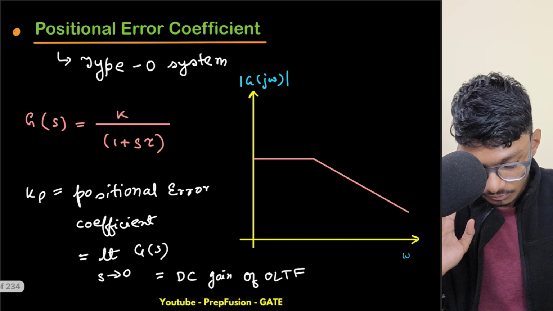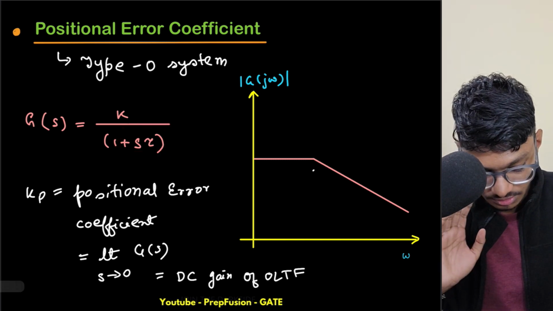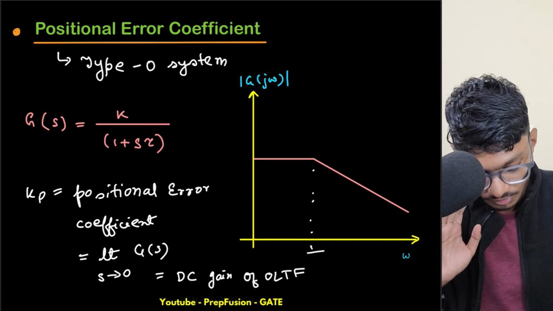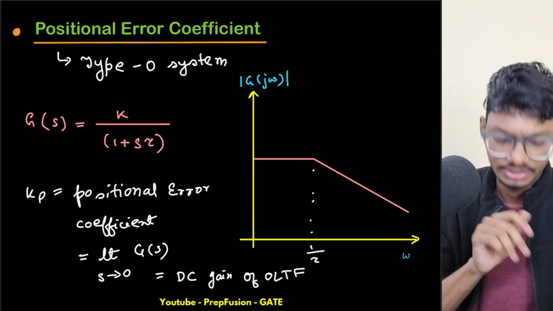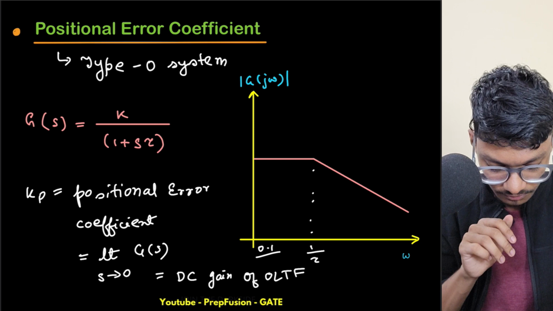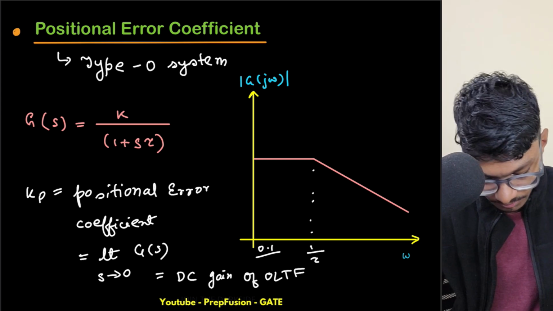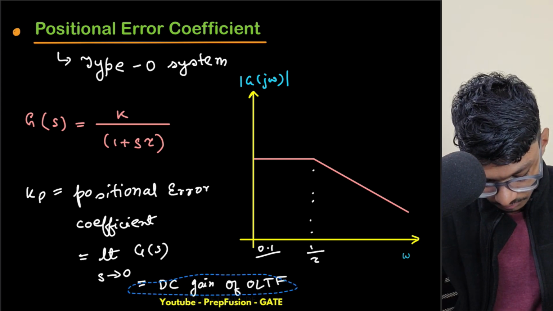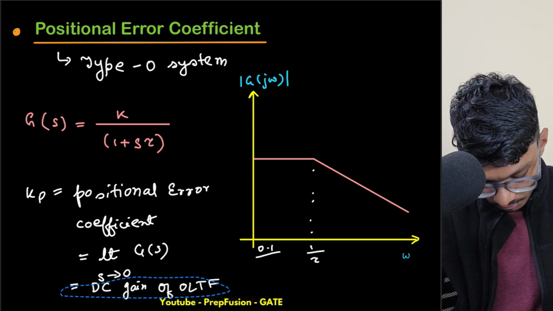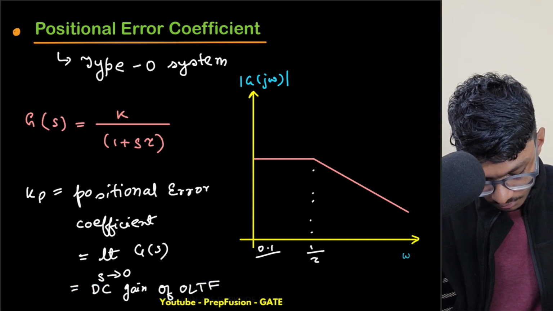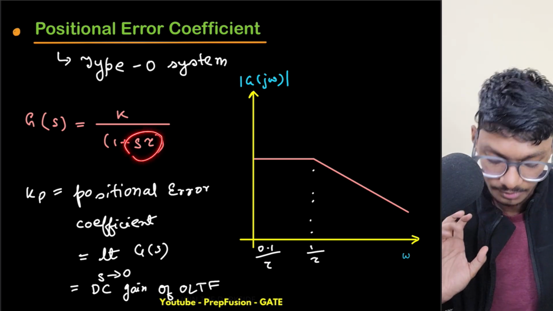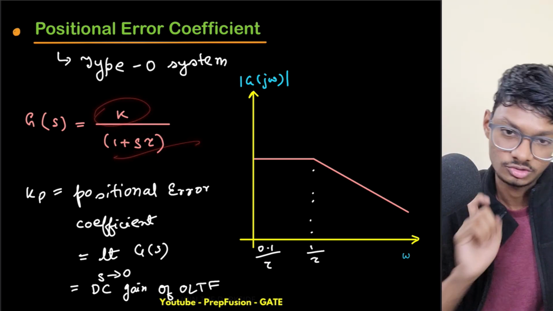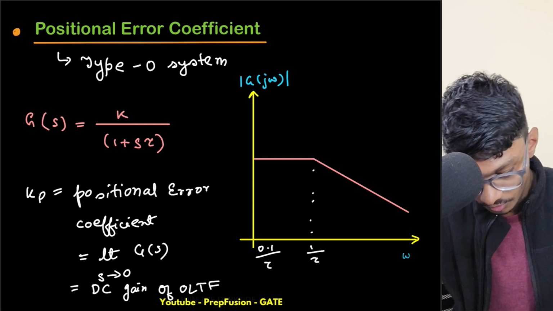So here, what is the corner frequency? Corner frequency is 1 by tau. At low frequencies, what is the DC gain? Let's say this is 0.1 by tau. At lower frequencies, obviously, if you calculate the magnitude, this will be ignored. The magnitude will be k, and in dBs it will be 20 log k.